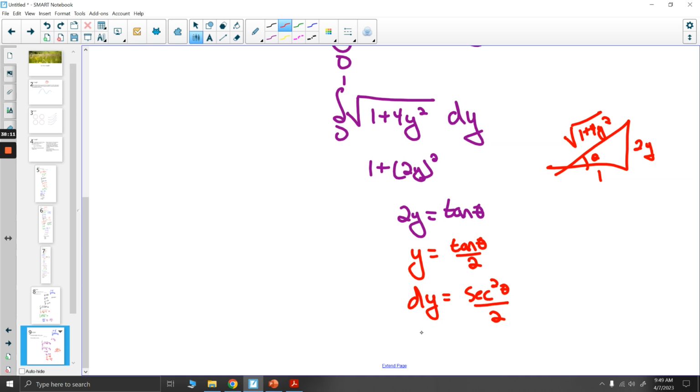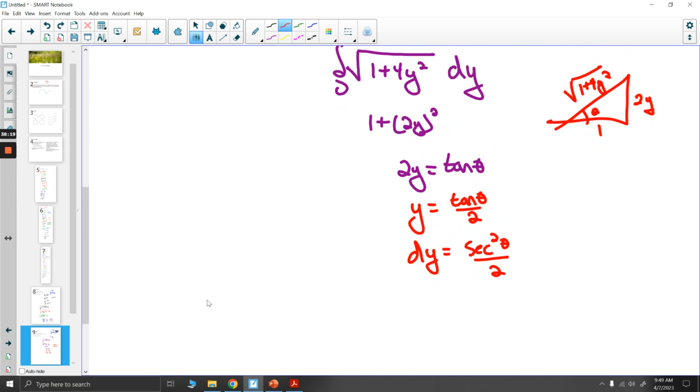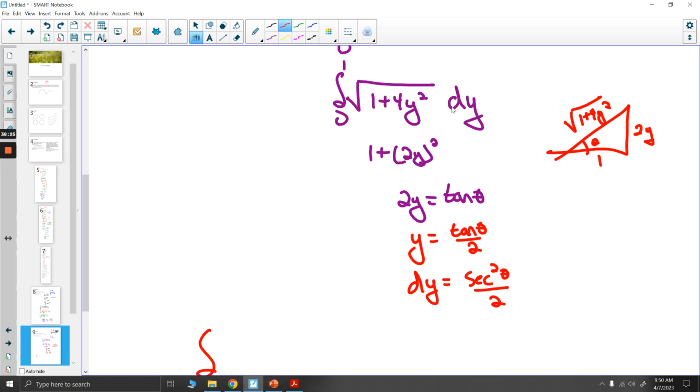Okay, so we have our dy, that's going to be replaced. We have our 4y squared will be replaced with this. So we're going to go ahead and do our substitutions now. So this is the integral. Now because we're changing this from dy into theta, we can change the bounds of integration as well with this conversion.